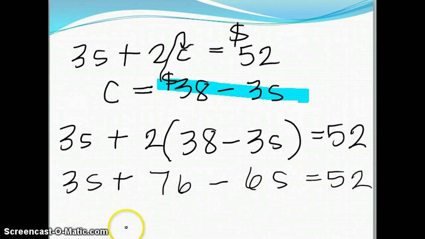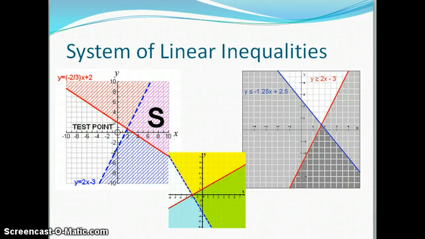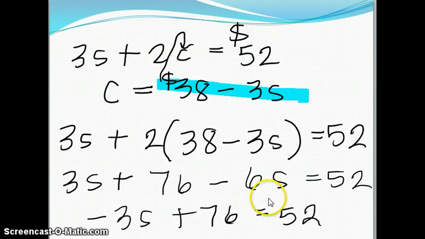So now I have 3s minus 6s, and I get negative 3s plus 76 equals 52. And now I'm going to solve for my s.